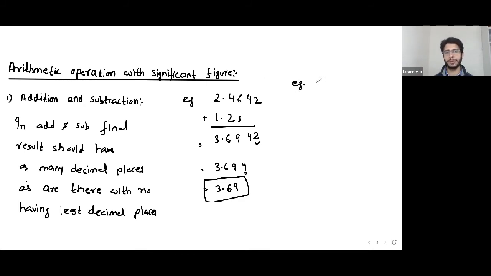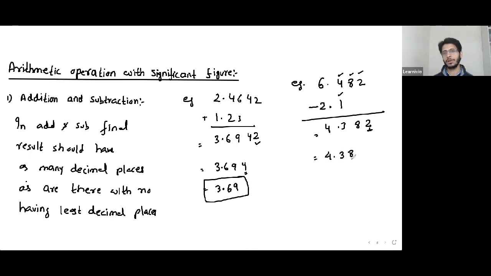Just one more example. So I'm subtracting 6.482 from 2.1. If I subtract them, this is 2, this is 8, this is 3, this is 4. If I count the decimal places, here the decimal places are 3, but here the decimal place is 1. You will round it off up to 1 decimal place. So if you round off 2, it comes out to be 4.38. If you round off this 8, it comes out to be 4.4. So that is the final answer.